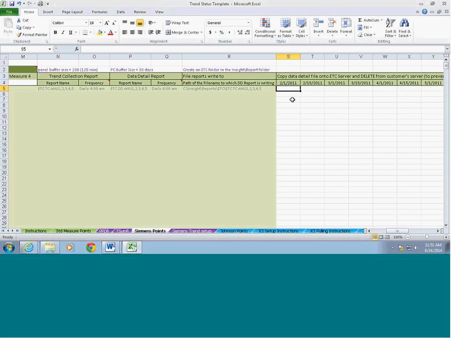Initials, maybe. I can't remember. Initials probably makes more sense. I don't think that one is being used very regularly.